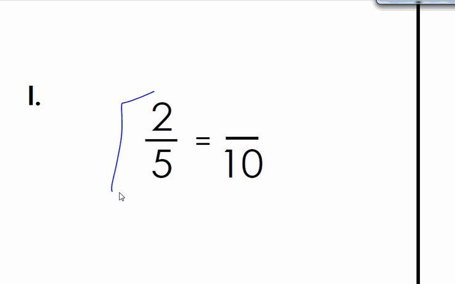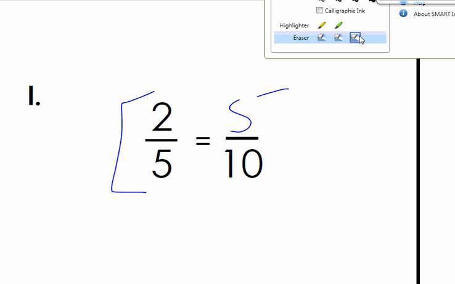By the way, 2/5. Does that equal a half? No. So you're saying that 2 is half of 5? No. 2.5 is half of 5. So 2/5 does not equal a half. So I cannot put 5 here at the top, can I? No. So it will not equal.